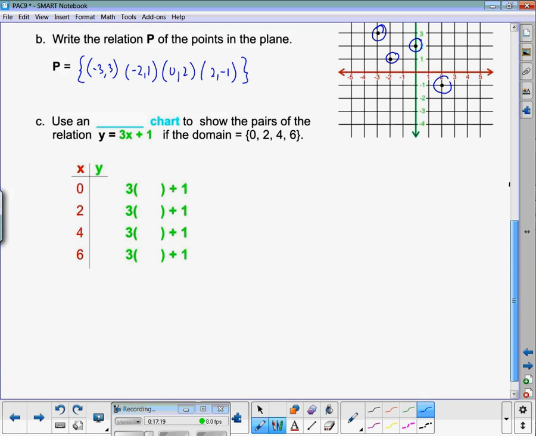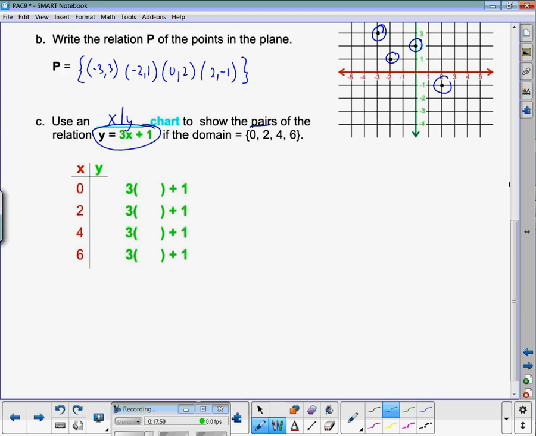All right, C. This is going to become a key concept. Use an XY chart. An XY chart is the X values and the Y values. You make a chart. So here's the question. Use an XY chart to show the pairs of the relation. And look, it gave us the relation as an equation.